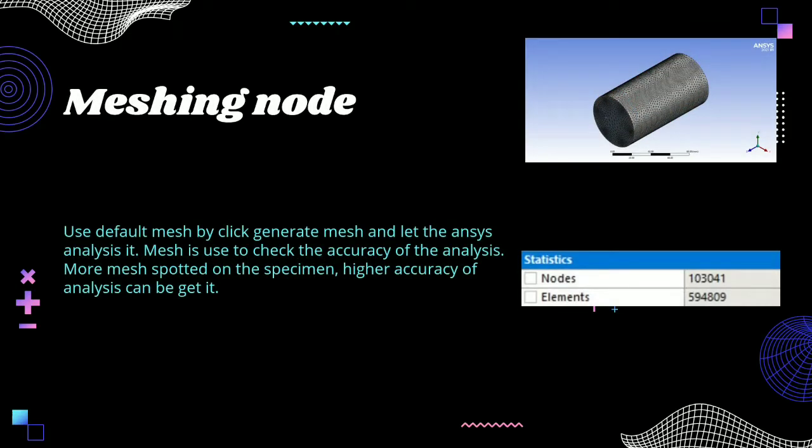So this is the meshing node pipe. Use the default mesh by clicking generate mesh and let ANSYS analyze it. Mesh is used to check the accuracy of the analysis. The more mesh elements on the specimen, the higher the accuracy of analysis that can be obtained from it.